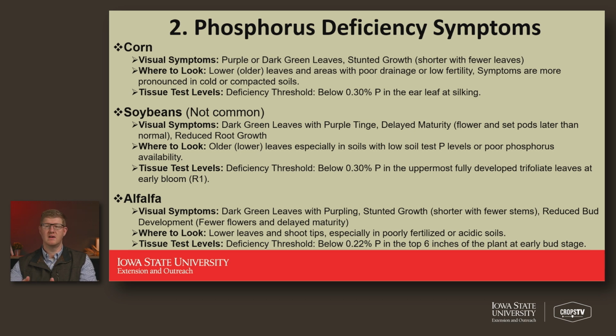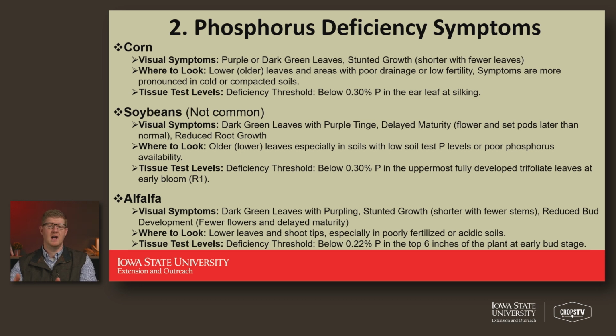So, if you have areas in your field that have low soil test P levels, those are areas where you may see this symptomology occur. You'll also see this more in cold and compacted soils as well. So, early planting, if we get a cold snap, you may see some purpling of the leaves that may or may not be a result of phosphorus deficiency. So, it's really important, if you suspect phosphorus deficiency, to maybe do some plant tissue sampling to confirm.